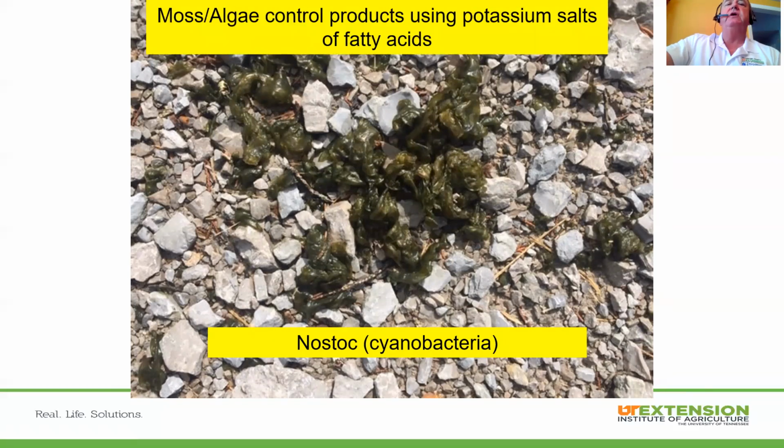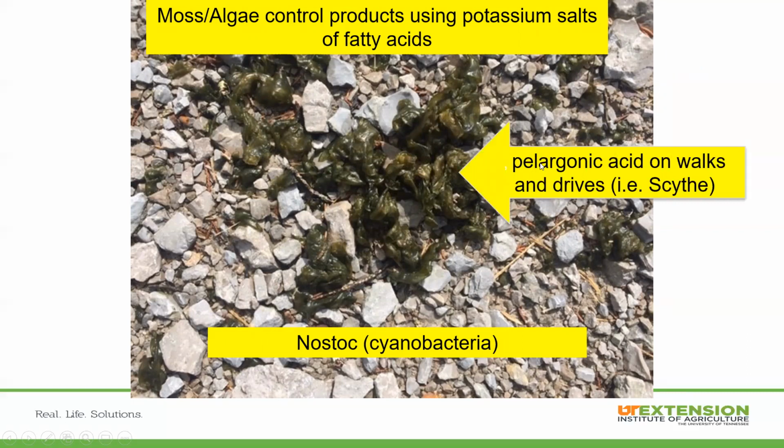There's another particular compound, pelargonic acid, that can be used to control the nostoc that's growing on walks and driveways. But you would not want to use it out here on a lawn area or grass area where other plants are growing, because it does act like an herbicide and can have detrimental effects to desirable plants. Again, it's called pelargonic acid. A brand name is one called Scythe. That's a product of Dow AgroSciences.